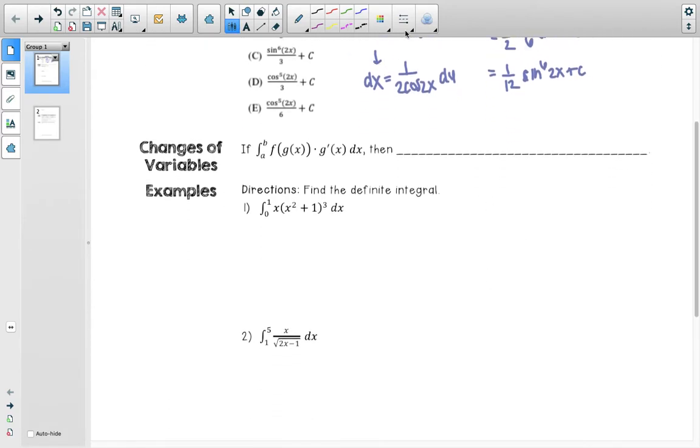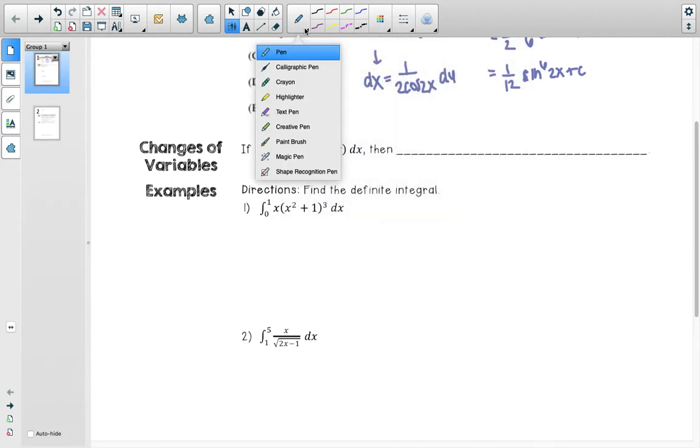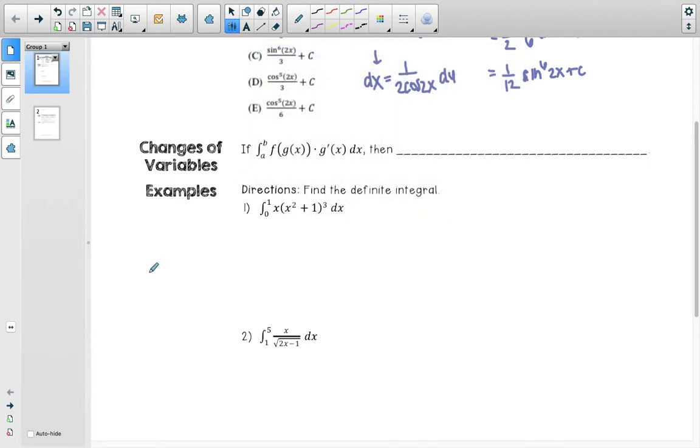I have a feeling I'm going to make my pen a little bit thinner because there's going to be a little bit of writing here. Okay, so treat this problem just like we have been. We're going to find the u, okay, and the u in this situation is going to be the x squared plus 1.